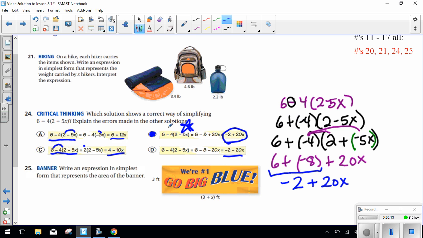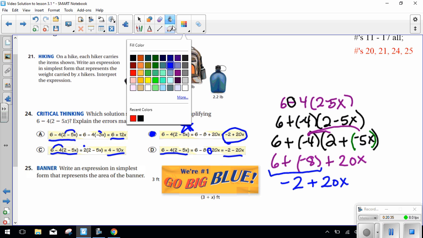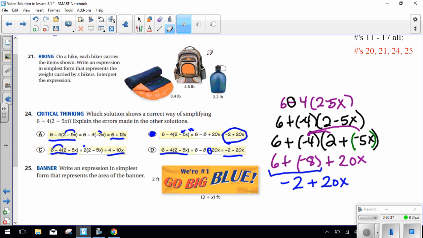And this last one here, here's the original question. 6 minus 8. Oh, here. A negative times a negative is a positive. -4 times -5 should be plus 20. So the only issue with letter D is that they wrote the wrong sign. All right, so let's clean up number 24 and we'll move on to 25.